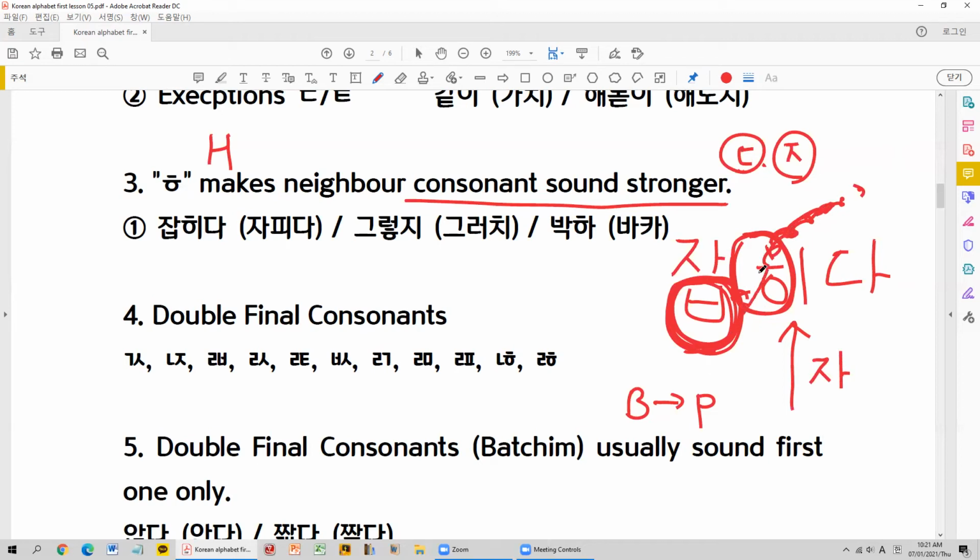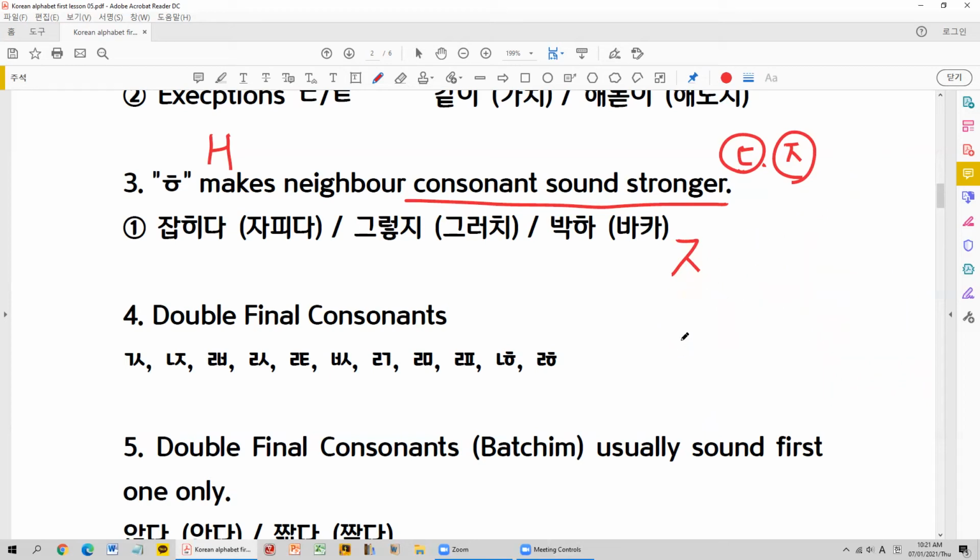So this going over here is replaced by the previous final consonant. So it's changed to a P sound. So this sounds like this. We write this way, but we read like this. Chapida, chapida, chapida. Okay. One more example so you can understand. The second example is this.